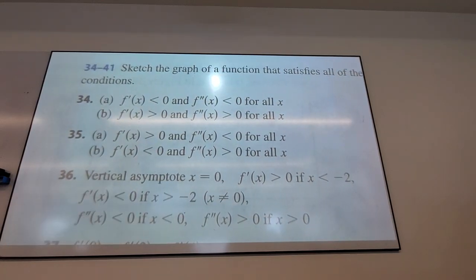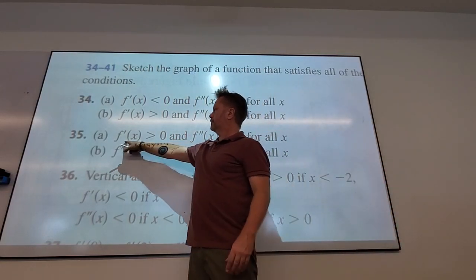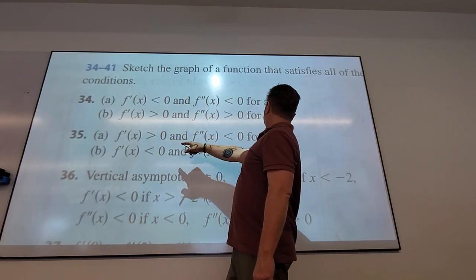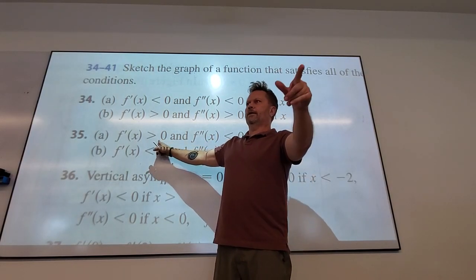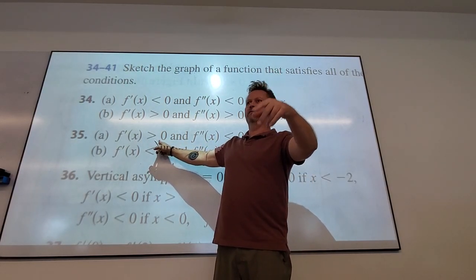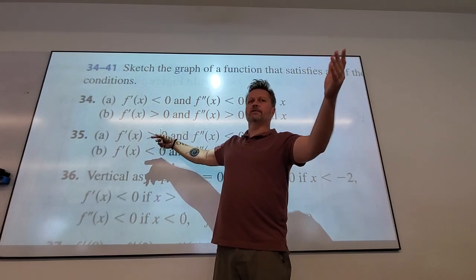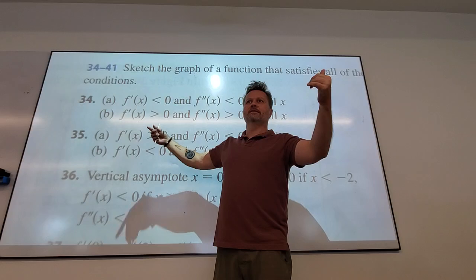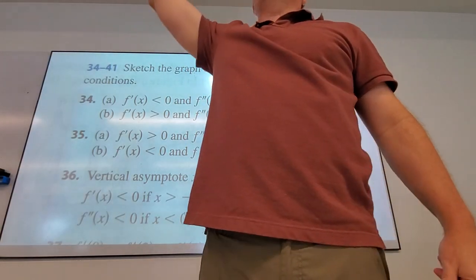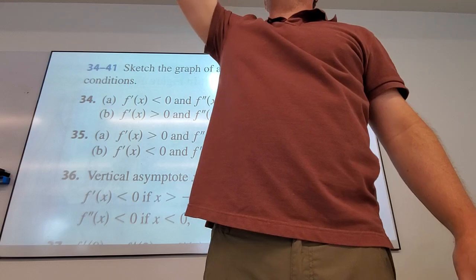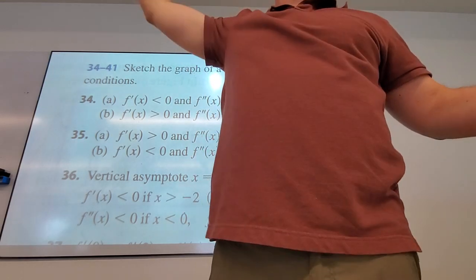So, can somebody tell me in words what this means? That the slope is bigger than 0. All right, now tell me less technically. The graph is always going up. I love it. That says the derivative is positive. That means slope is greater than 0. Slope is positive. That means it's increasing. That means it's always going up.